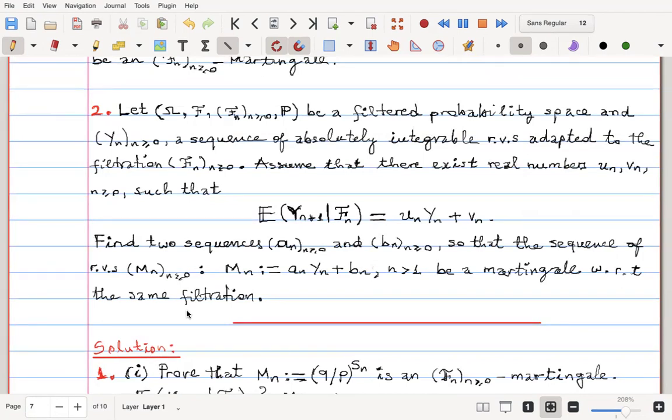Make sure also you understand the nitty-gritty, the details of conditional expectation, proving that something is a martingale, and manipulating conditions. And that is it.